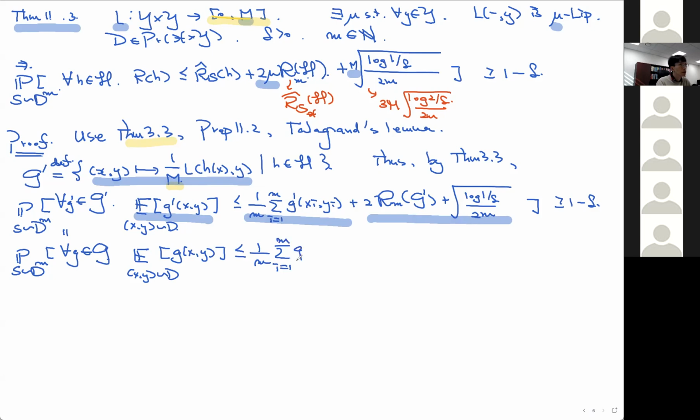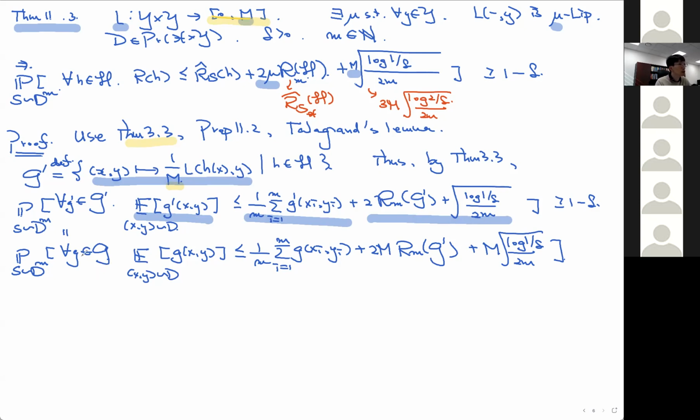Because we multiplied by m everywhere, we have 2m times the Rademacher complexity of g prime and m times the square root of 2m log 1 over delta. So this probability is still large, at least 1 minus delta. Now, how can we complete the proof?